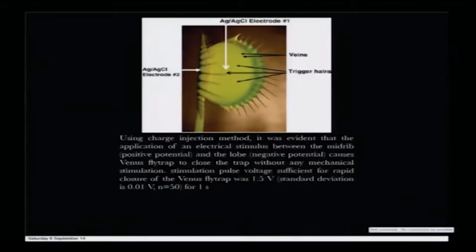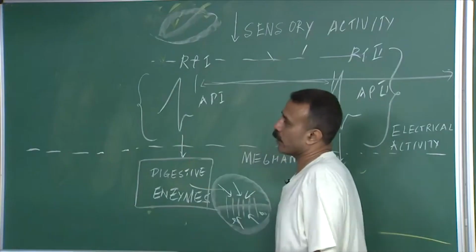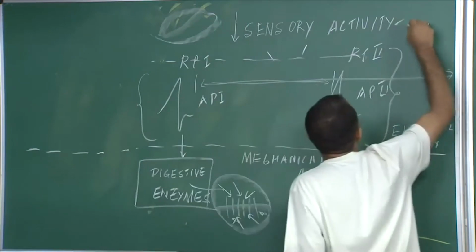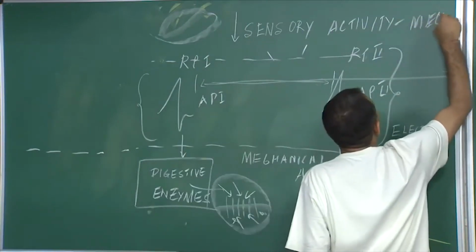Okay. So, here I will be discussing some of the mechanisms of how it is being done with the electrodes. You see the veins out there, and you see the trigger hairs which are present there in the shadow area. Now, using the charge injection method, it was evident that the application of an electrical stimulus... So, this is very interesting to note. As of now, we talked about that there has to be a mechanical stimulus. Okay.